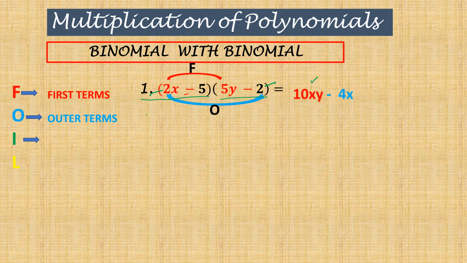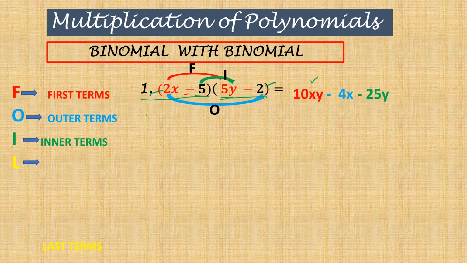Next is the I. The I refers to the inner terms. So among the two sets, where are the inner terms? The inner terms are the negative 5 and the positive 5y. They are said to be the inner, because the 2x and the negative 2 are the outer. So the negative 5 and the 5y are the two inner terms. What's the product? The product is negative 25y.